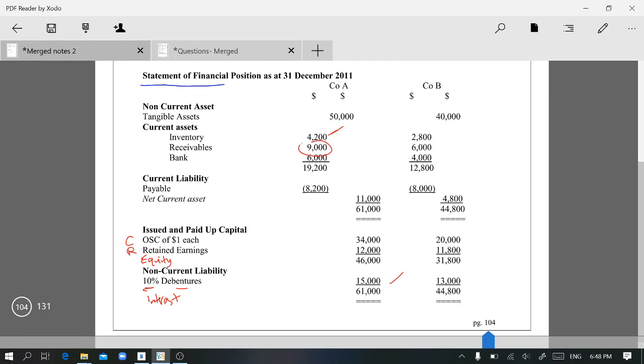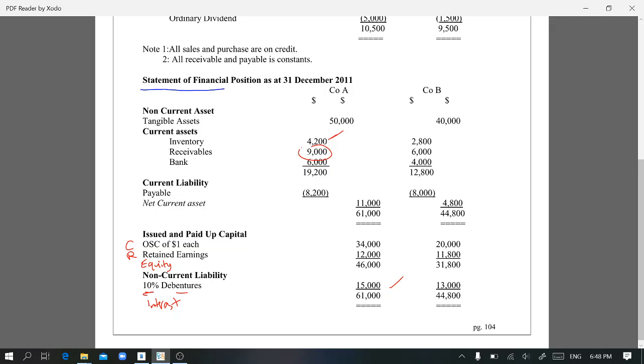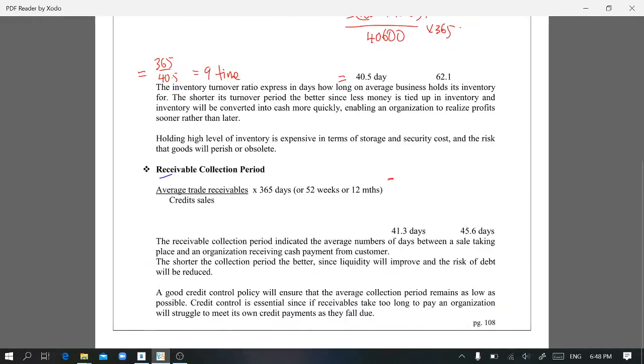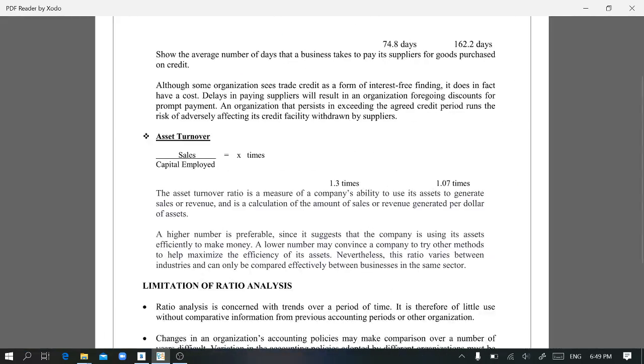Sales are 9,000 and 79. So we should take opening plus closing divided by 2 to get the average. But if there is no information, then we take closing. There is no information on opening, so we take only closing. So what does this mean? Today you sell, and you take about 41 days to collect. The other company takes 45 days to collect. So not too bad. Within 41 days you are able to collect back from your customer. So this is average receivable, and next, payable.